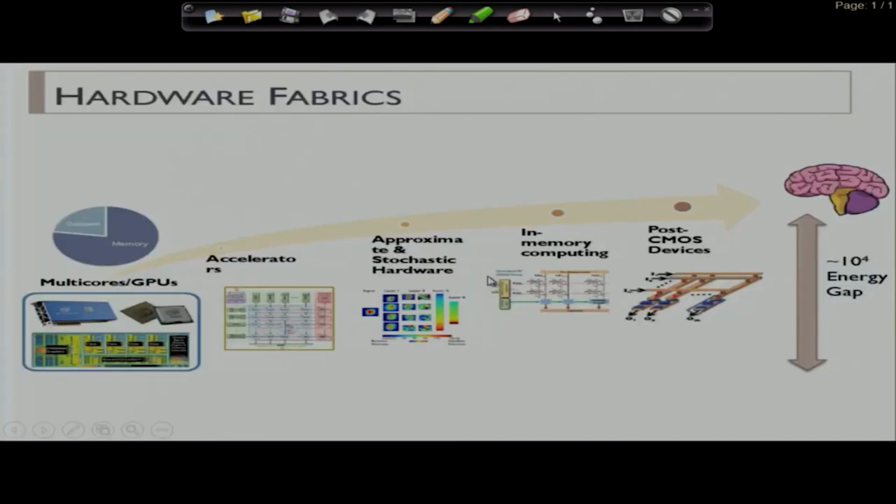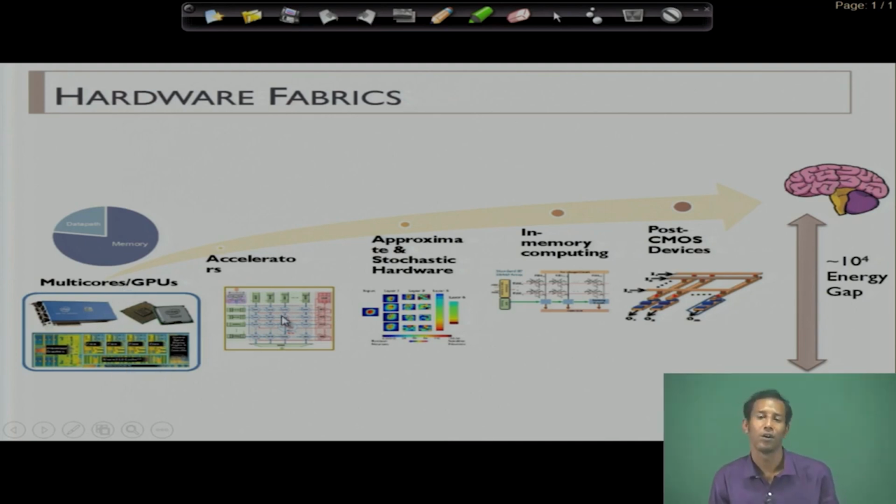For the hardware fabrics, you can use multi-core GPUs, accelerators, approximate and stochastic hardware, in-memory computing, and post-CMOS devices or changes in CMOS devices, where the device itself has the corresponding memory. All this opens up research scope to close the energy gap, which is a factor of 10 to the power 4 between our normal brain and the artificial brain. So that is why there is scope and there are options.